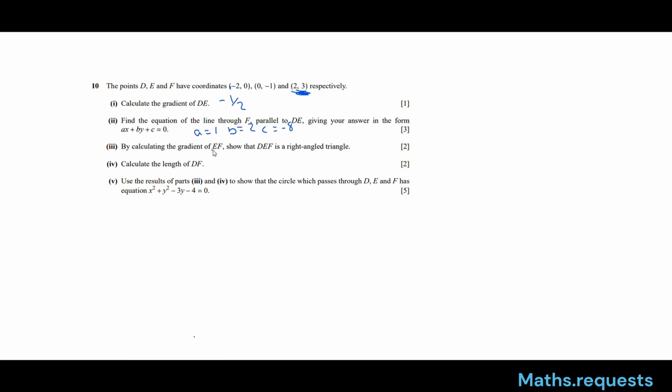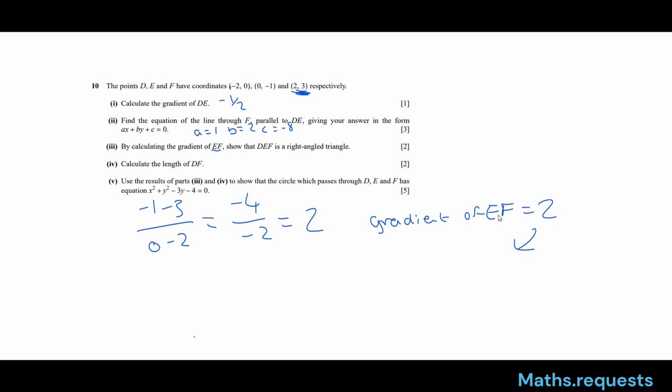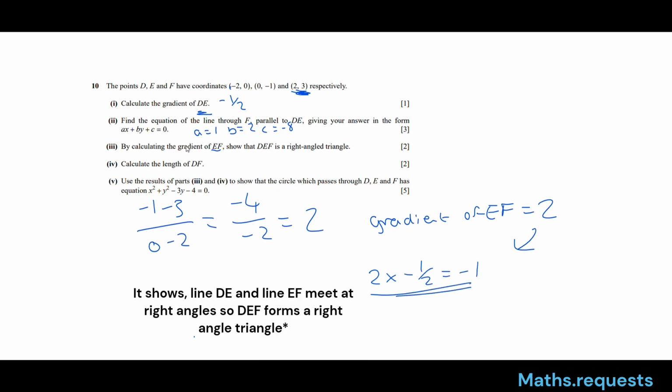Okay, so by calculating the gradient of EF, show that DEF is a right angled triangle. Okay, so EF, again, y1 minus y2 over x1 minus x2, so we're going to do -1 minus 3 over 0 minus 2, which is -4 over -2, which is 2. So the gradient of EF equals 2. And we can see that the gradient of EF is the negative reciprocal of the gradient of DE, which can be shown by 2 times -1/2 equals -1. So therefore, DEF must be a right angled triangle.